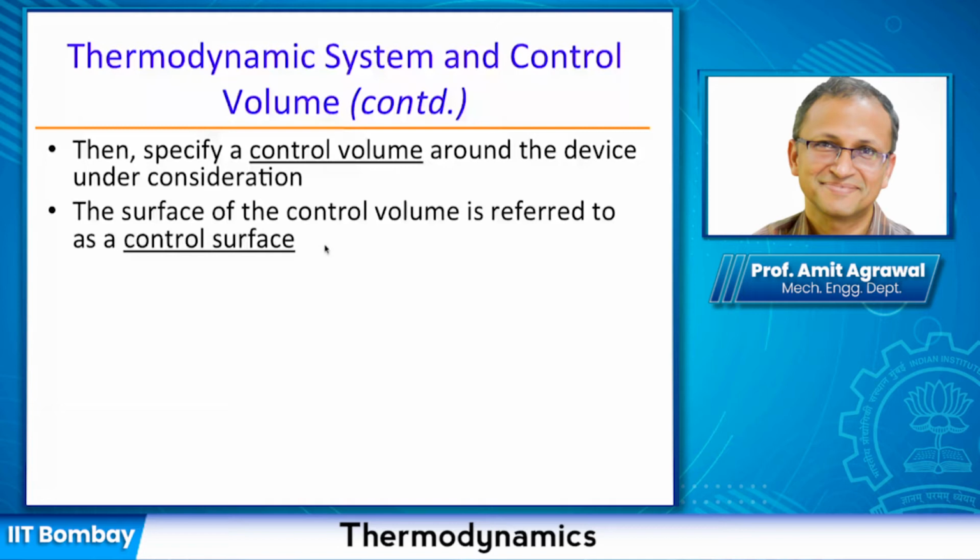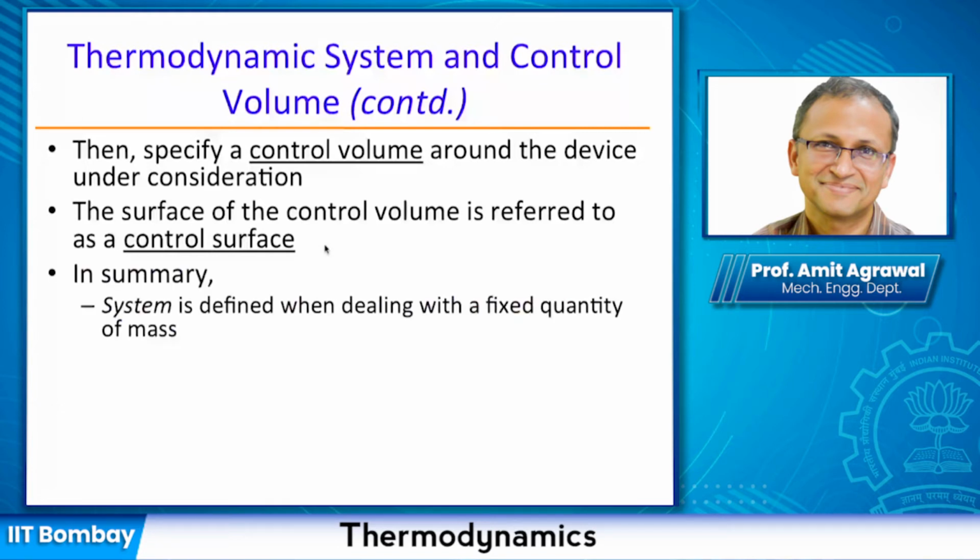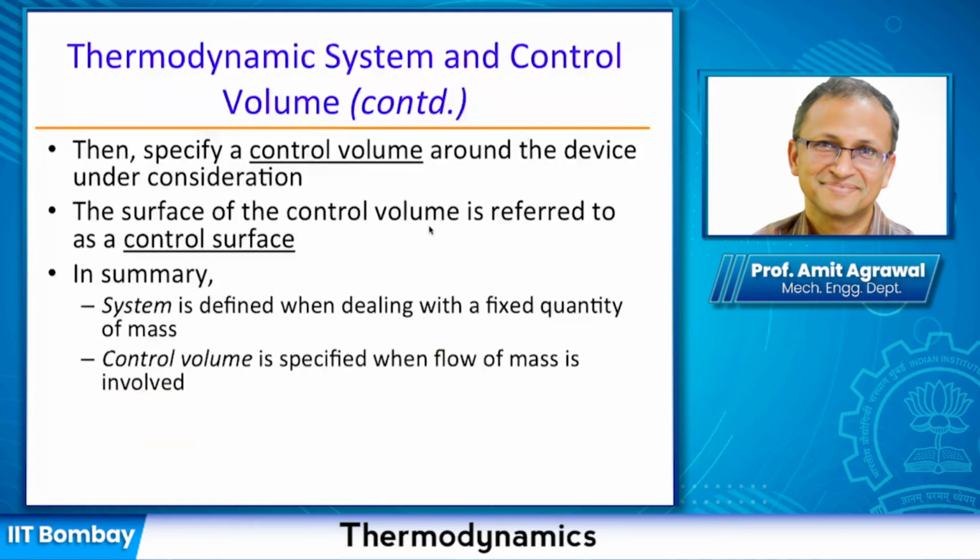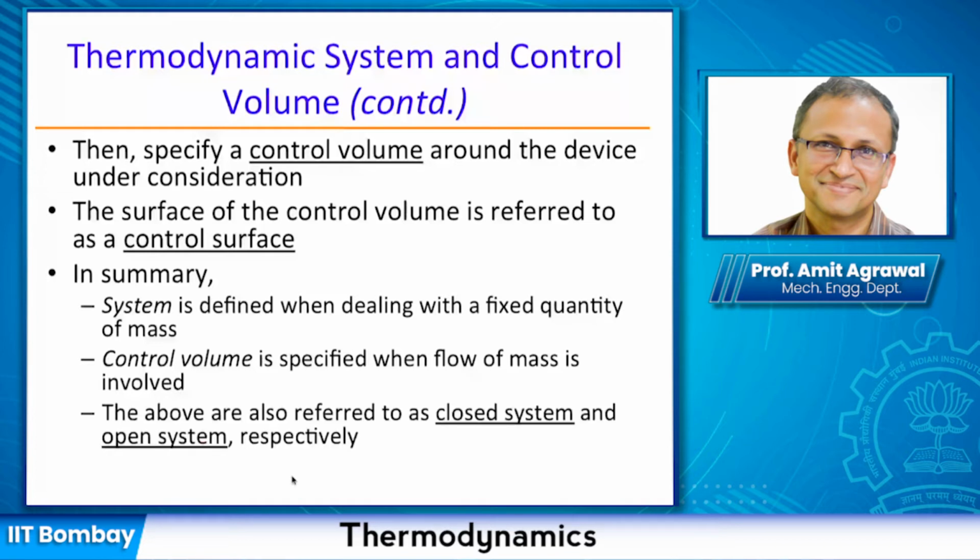And as we are saying, a lot of times we cannot really get rid of having to deal with a control volume. So again, just to summarize, we can have two different scenarios. In one case, we call it a system, when we are dealing with a fixed quantity of mass. In the second case, we have a control volume, when we have a flow of mass involved, either coming in or going out or both. And we can call these a closed system and an open system.